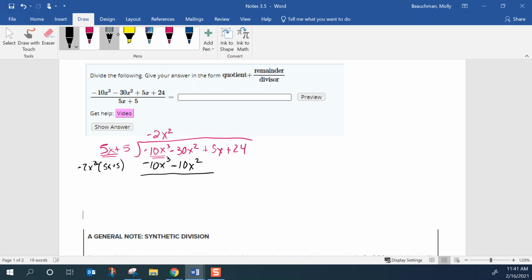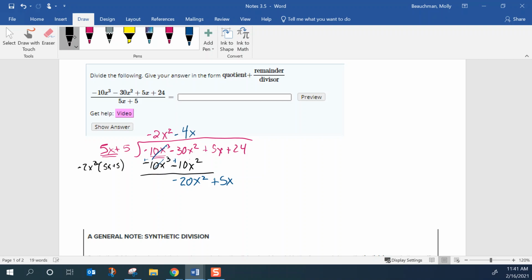Now, just like we did in long division with numbers, subtract. Negative 10x cubed minus a negative 10x cubed cancel each other out. Negative 30x squared minus a negative 10x squared, that turns that into a plus, gives us a negative 20x squared. Then carry down the next term, plus 5x. Now we take a look at the first term. 5x times what gives us negative 20x squared. So that's going to be times negative 4x.